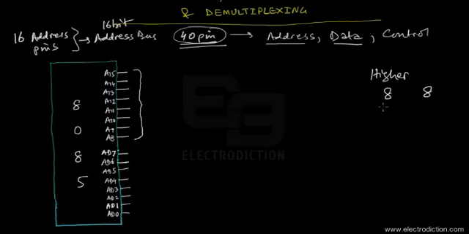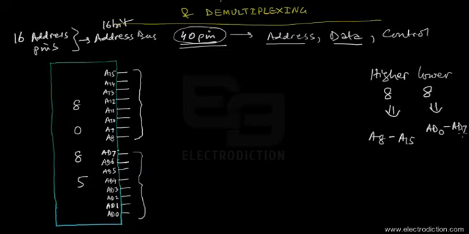It ranges from A8 to A15. And there is the lower half, the lower 8, that is this particular group, which ranges from AD0 to AD7.